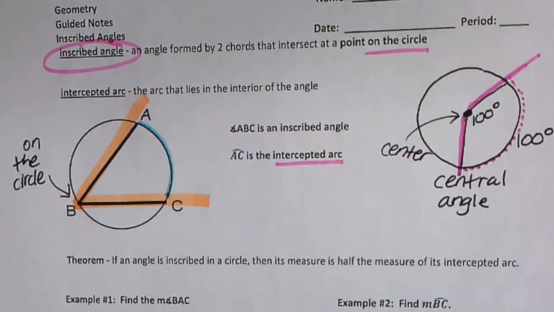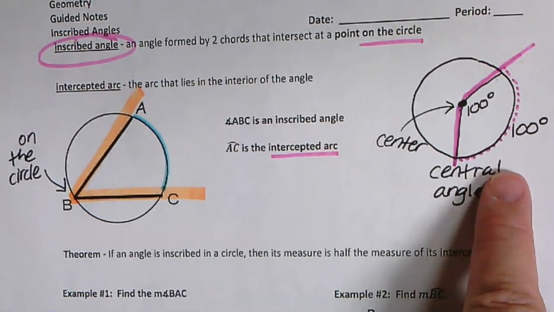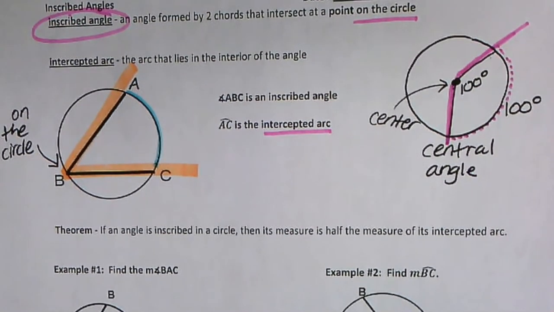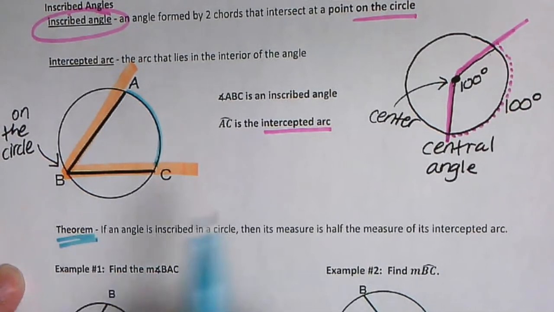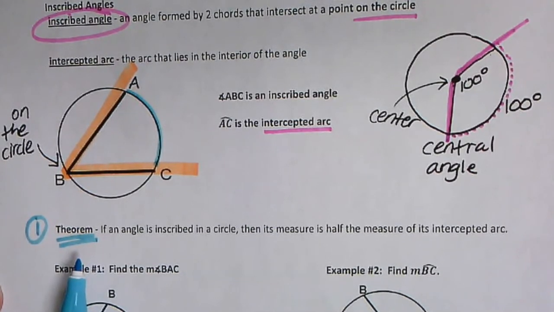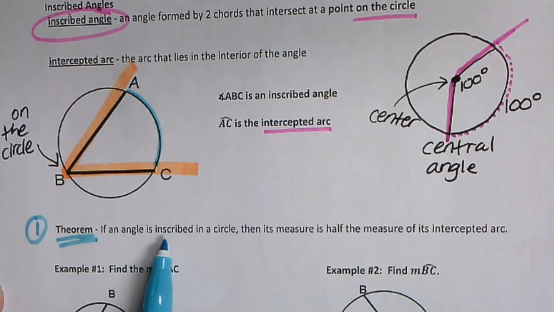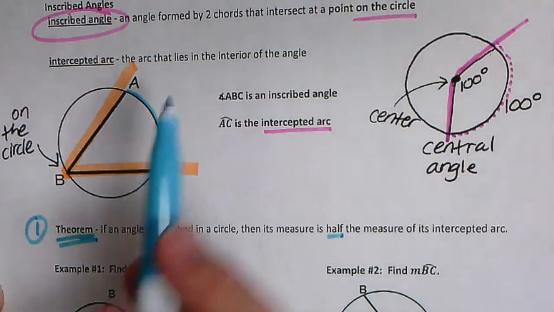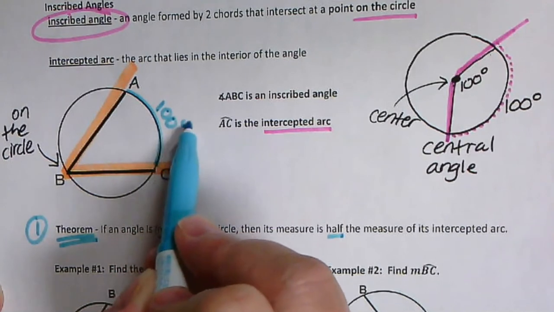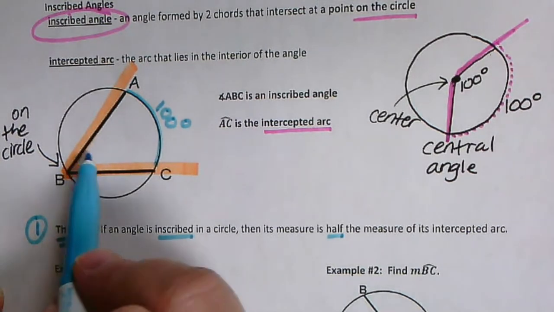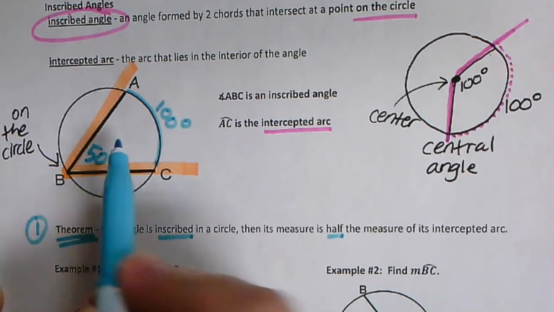The first theorem is about its measure. Now we talked about here a central angle, the angle measure and the arc measure are the same. That's not the case for an inscribed angle. I'm going to consider this sort of theorem 1. That's just for our purposes in this video. It's not like an official name. If an angle is inscribed, then its measure is half the measure of its intercepted arc. So for instance here, if this arc measured 100 degrees, then angle ABC would not measure 100 degrees because it's not a central angle. It's an inscribed angle. It would measure half of that.